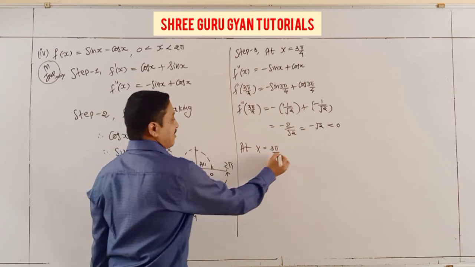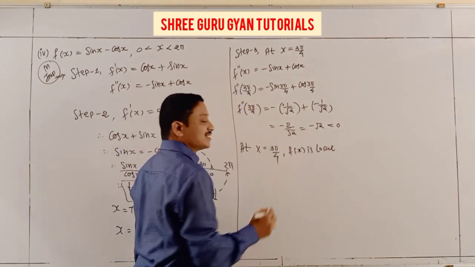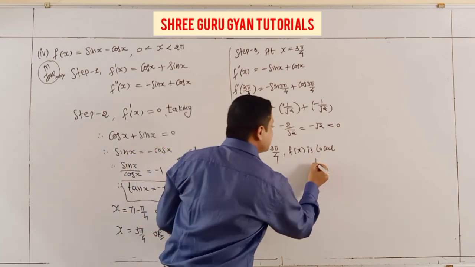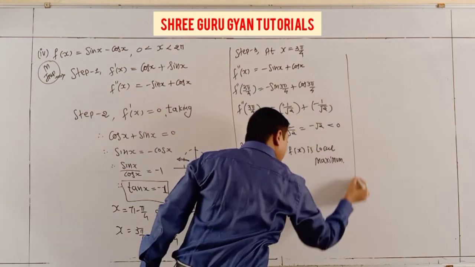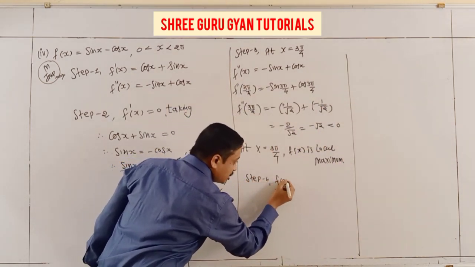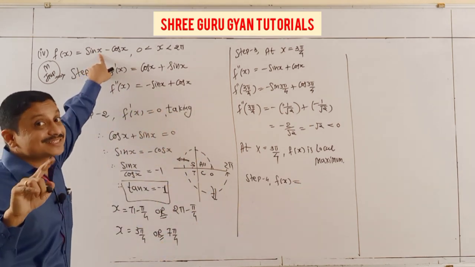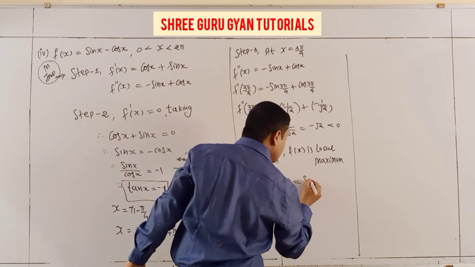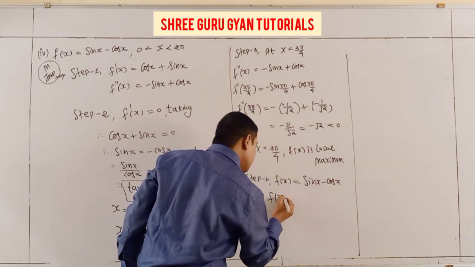So x is equal to 3 pi by 4, f(x) is a local maximum, because less than 0 means maximum. And finally I derive my answer. Step 4, putting in your f(x) only. That's my f(x), sin minus cos. Yes, students, here putting down the data and just applying the value 3 pi by 4.